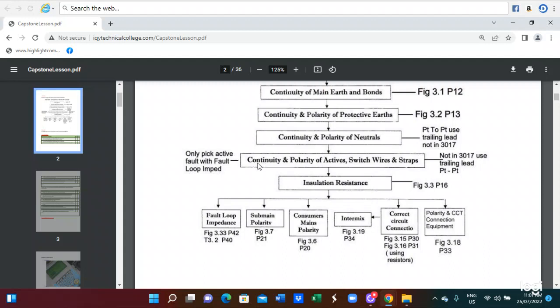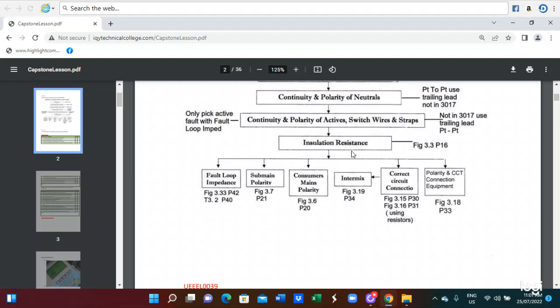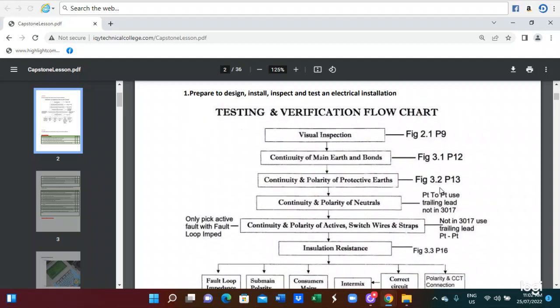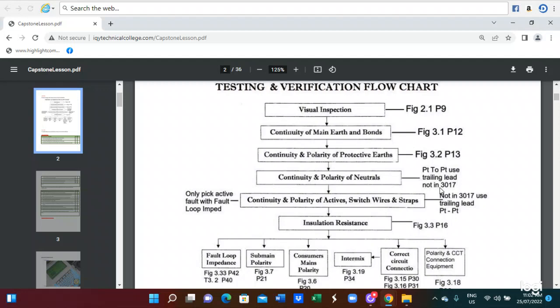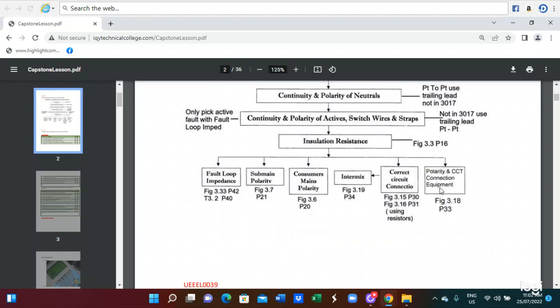Also, the fault loop impedance. So the fault loop impedance also needs to be checked. Continuity and polarity at the switch and wire. After that, you have to test the insulation resistance. Insulation resistance needs to be tested. After that, you have to measure the fault loop impedance, consumer polarity, and the intermix circuit, so whether circuits are correctly connected or not. Then polarity and the circuit connection of the equipment. Those things need to be checked. So this is a testing and verification check for the electrical installation.